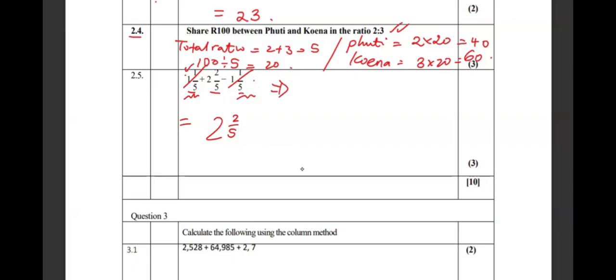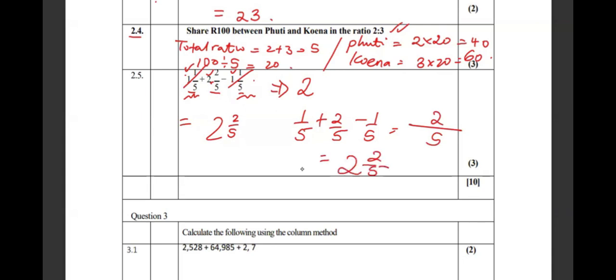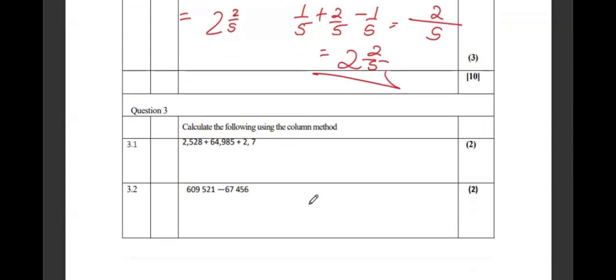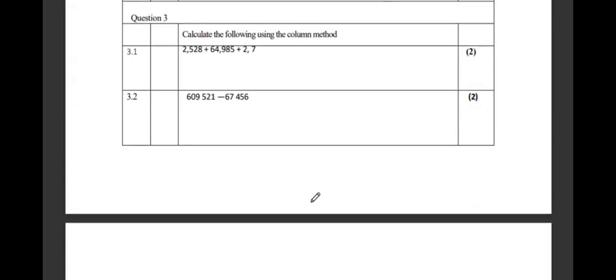If we add and subtract the whole number, it's going to be 1 plus 2 is 3. 3 minus 1 is going to be 2. Then I'll have 1 over 5 plus 2 over 5 minus 1 over 5. So when I add and subtract the top part, I'll still get 2 over 5. So I'll answer just 2 over 5. Okay. Then 3, they want us to calculate using the column method.